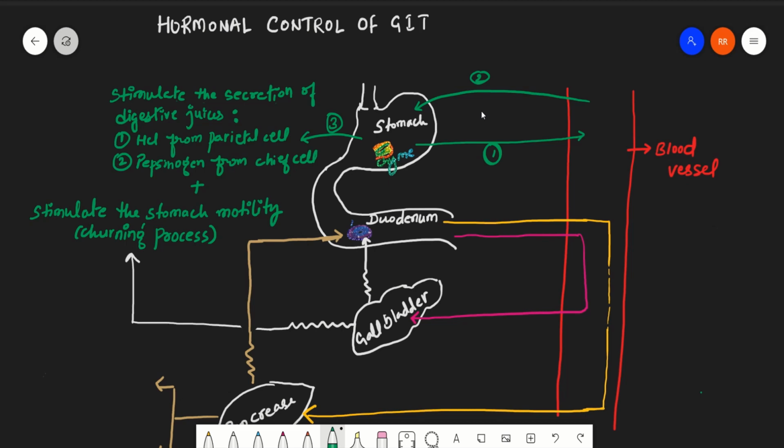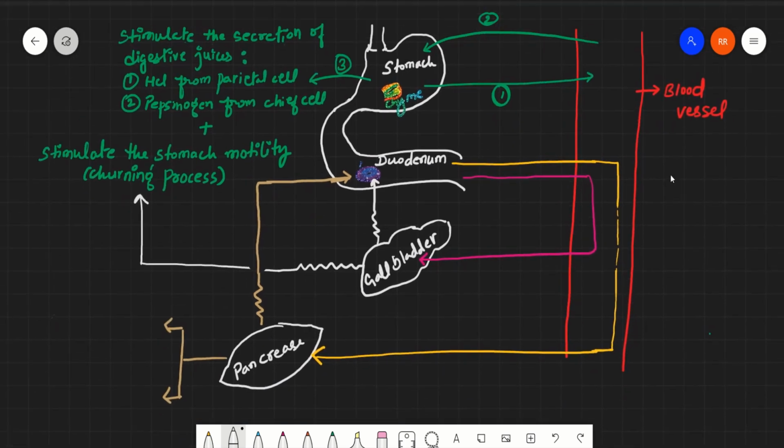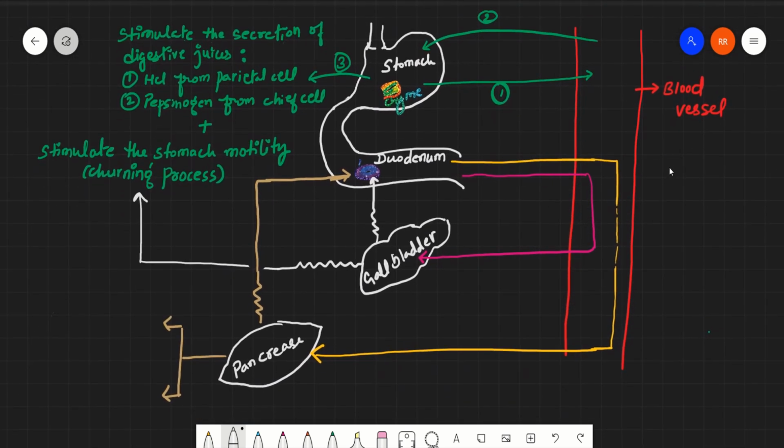Hello guys, so today we are going to see the hormonal control of the GI tract. Okay, so hormonal control of the GI tract. So let's start here.